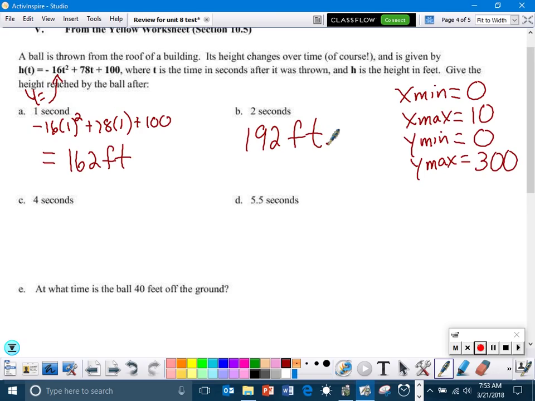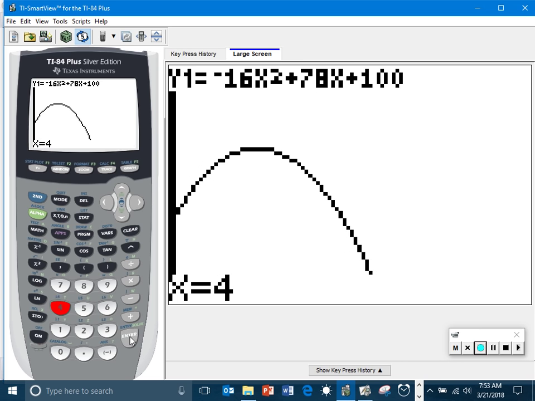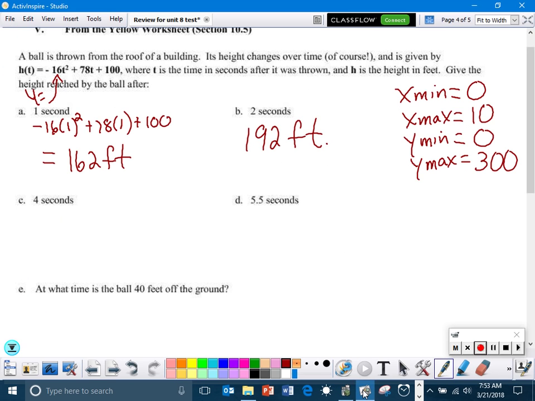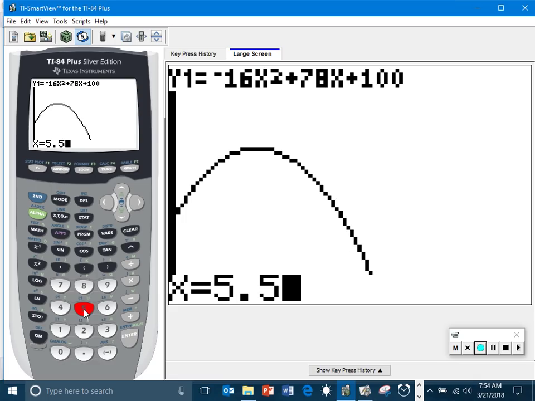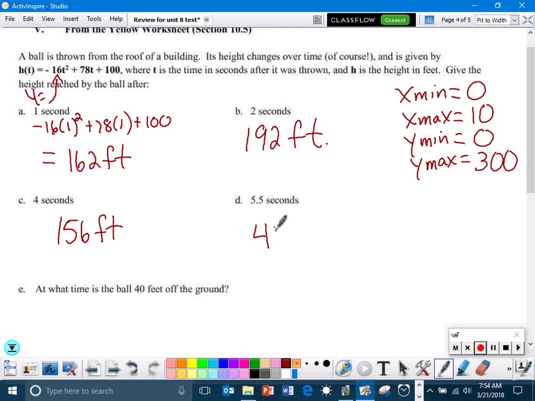Again, just hit the trace button and then type the number, enter. So now 4 seconds. So I'm just going to type the 4 and hit enter. Now the ball is coming down. It's at 156 feet. Okay, how about 5.5 seconds? Well, 5.5. Enter. Now it's at 45 feet, getting closer and closer to the ground. Again, if you don't want to do it that way for that problem, that's fine. Just plug the numbers in. But for part E, we do need to know that.